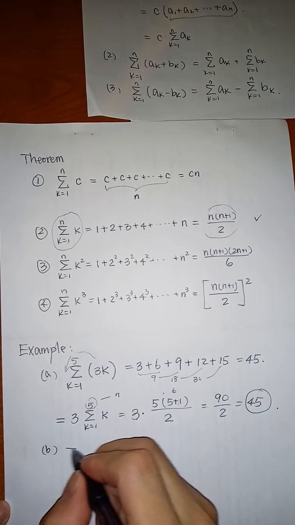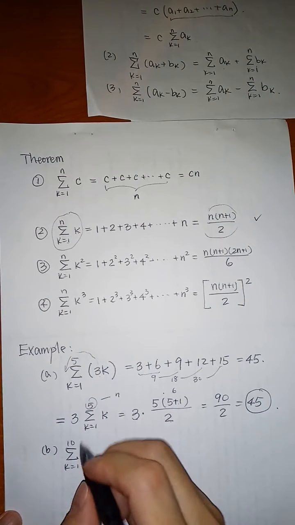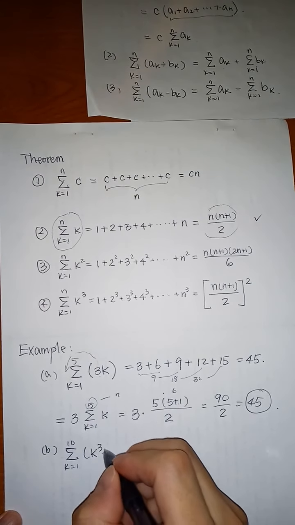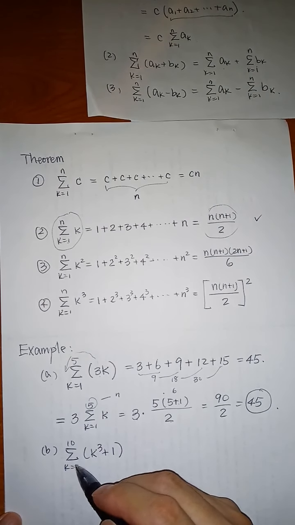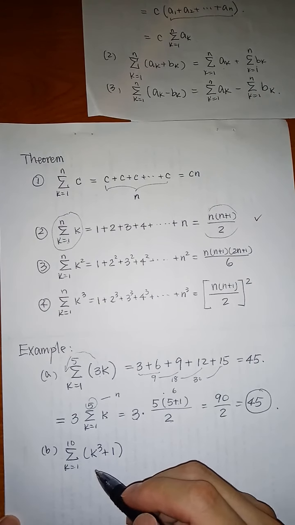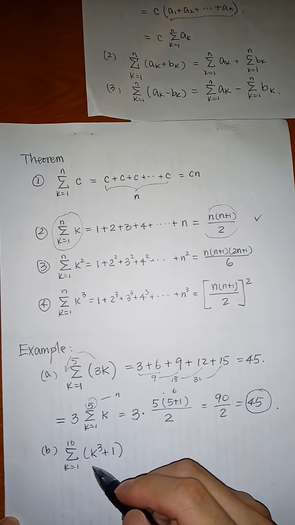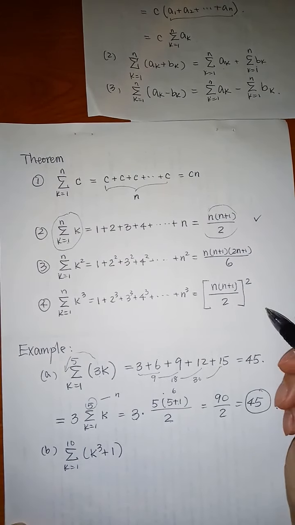B. Sigma k from 1 to 10, k cubed plus 1. For this one, we are not going to evaluate it this way. Even though there are only 10 numbers, we have k cubed. For example, you would have to compute 8 cubed, 9 cubed, or 7 cubed. We don't want to compute that. So we will directly apply the formula.